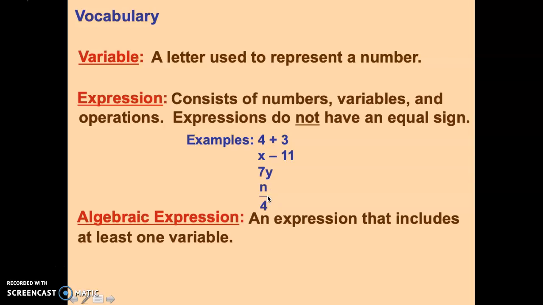An algebraic expression is an expression that includes at least one variable. So we have 5 plus a, at least one variable, 11x minus 11y. Now we have two variables. 7a plus 4b minus c.